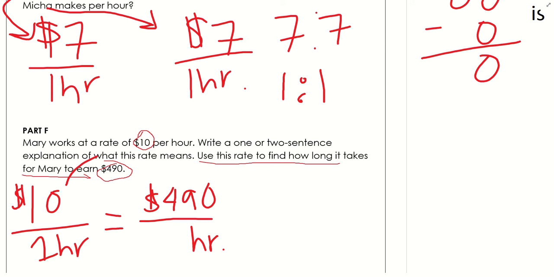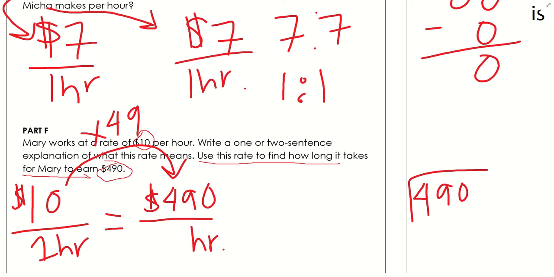So I'm going to ask myself, what do I have to multiply 10 by to get 490? Using the properties that I know about 10, I know that I just have to multiply 10 by 49 to get 490. If you did not know that, you could have done long division and said 490 divided by 10. 10 goes into 49 4 times.